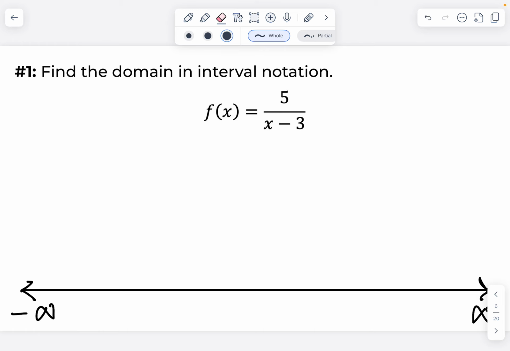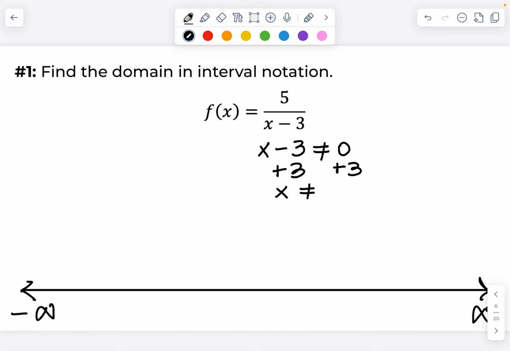So when I look at this example, I've got my rational function f of x is equal to 5 over x minus 3. Here to find the domain, I'm going to set the denominator not equal to 0. My denominator is x minus 3. I'm going to set that not equal to 0. That is step 1. Then step 2 is to simplify that statement for x. When I solve that for x, I need to add 3 to both sides, so that'll get rid of that minus 3 on the left.